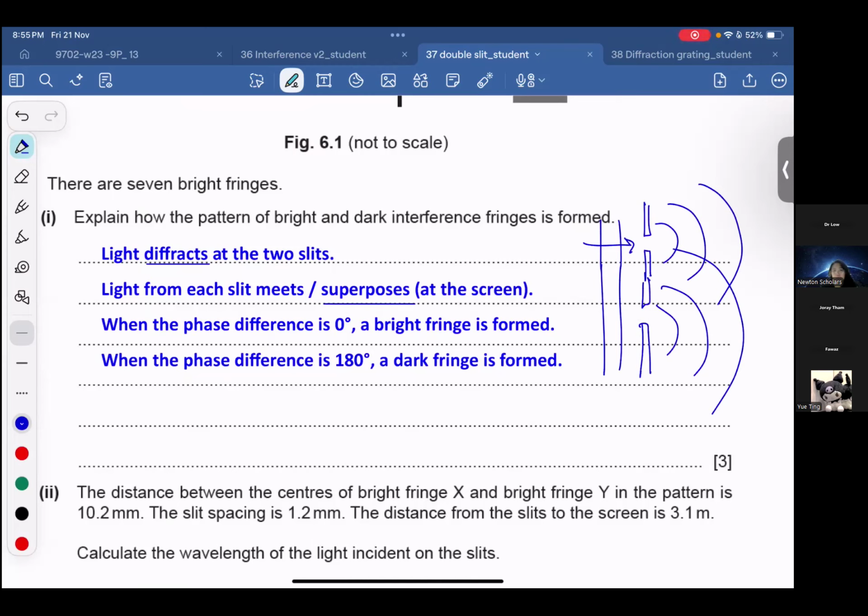So when I'm crest, you also crest. When I'm trough, you also trough. We don't have a difference. So phase difference is zero, constructive interference happens, a bright fringe is formed. When the phase difference is 180 degrees, meaning that when I'm crest, you are trough, so when we meet up, we produce destructive interference. So a dark fringe is formed. Is that clear?